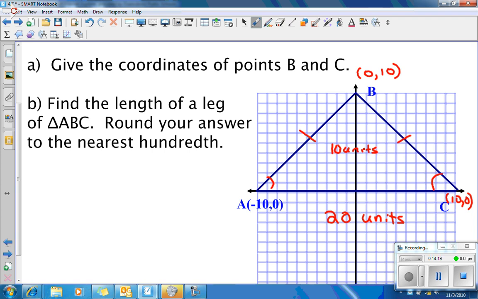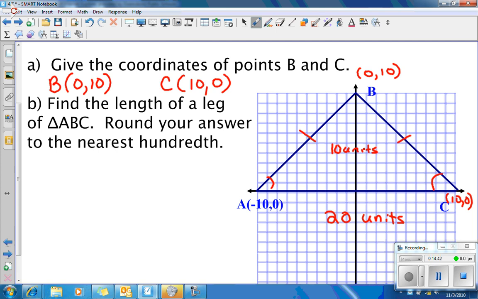Very good. So when I label my coordinates, B is the point that I'm looking at, and I'm going to label it 0, 10. Okay, that is a coordinate. The next one is C, and it is located at 10, 0. You've got to write it like that in order for it to be completely correct.